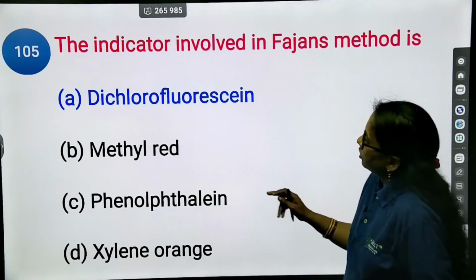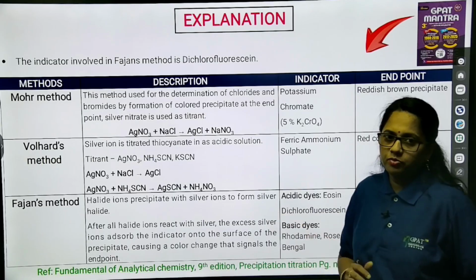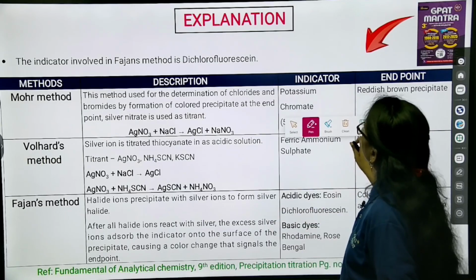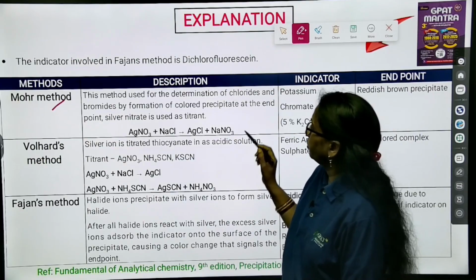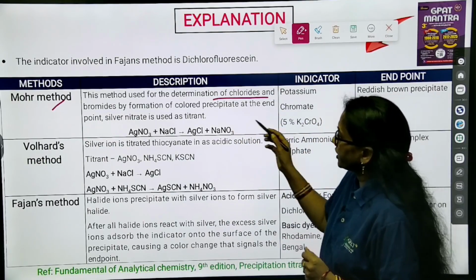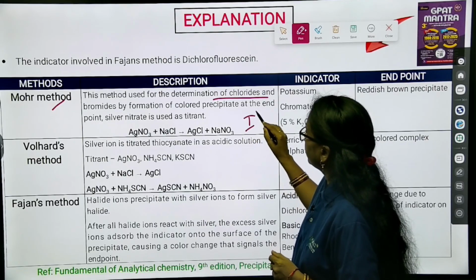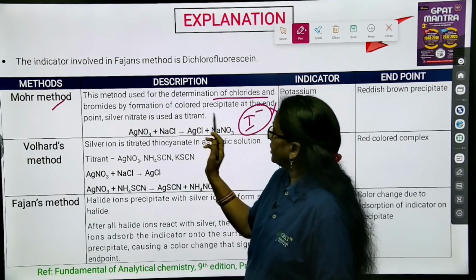Okay. So if you observe the other methods of precipitation titrations, like Mohr's method, it is a direct method where we use it for the determination of halides, like chlorides and bromides, but iodides cannot be estimated by Mohr's method; chlorides and bromides we can estimate.